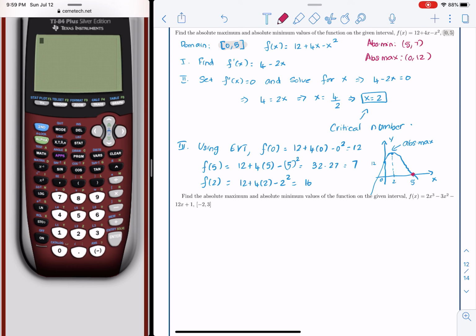So let's go ahead and enter the function, which is 12 plus 4x minus x squared. And the domain is 0 to 5. And I'm just going to graph. Perhaps we have to go from 0 to 20. And you can see that's pretty much the curve that I have, and at 2 we end up having a maximum.